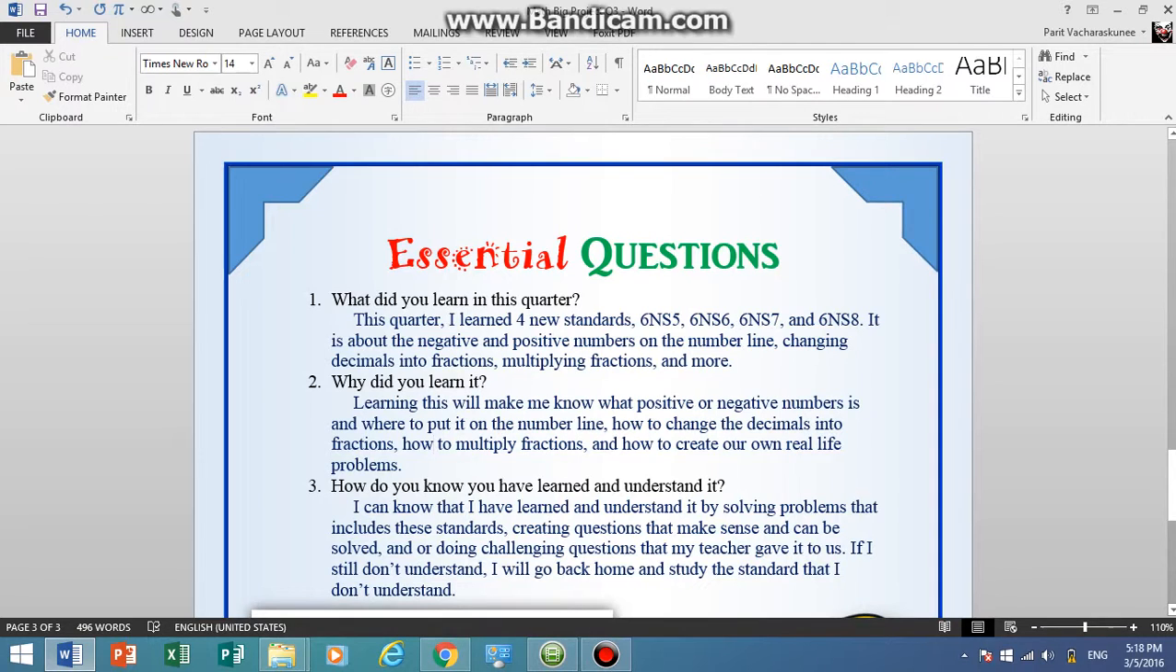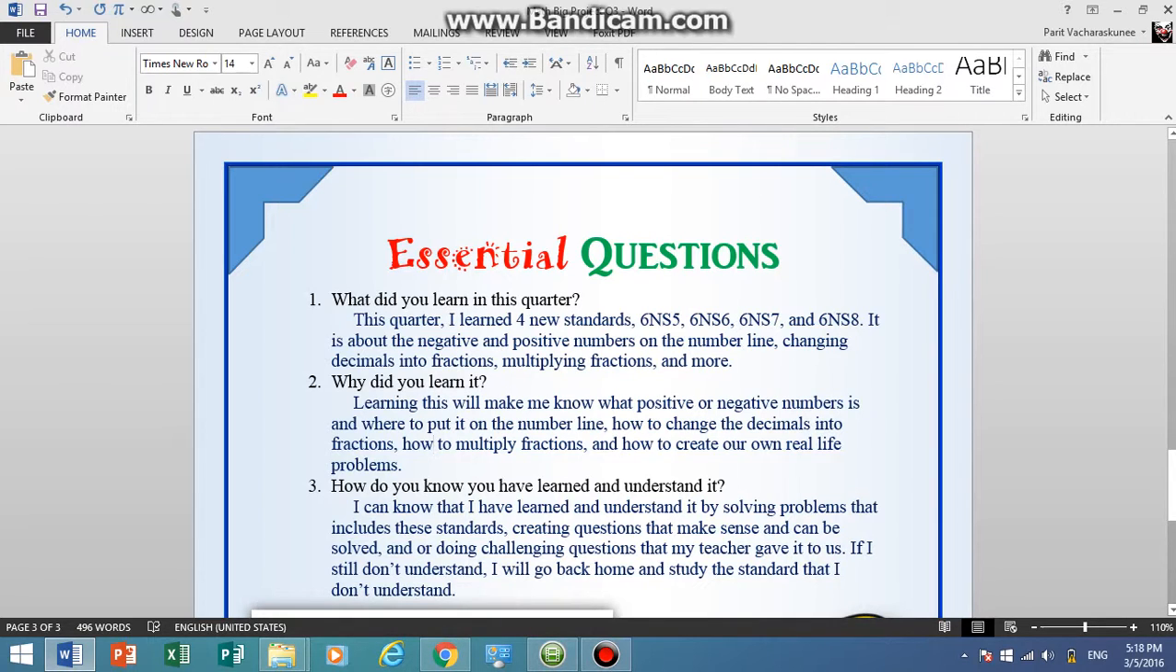Why did I learn it? Learning this will help me know what positive or negative numbers are, and where to put them on the number line, how to change decimals into fractions, how to multiply fractions, and how to create our own real-life problems.